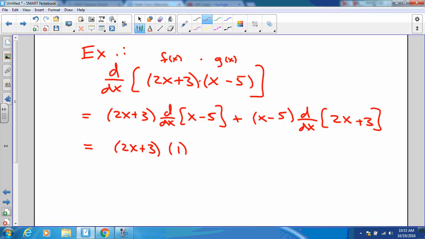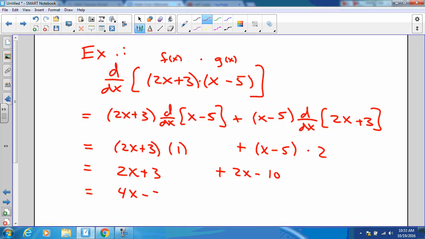And now we can carry on and consider each derivative separately. Here we have a linear function whose derivative is the slope 1. And over here we have a linear function whose derivative is the slope, which is 2. Putting it all together, we get 2x plus 3 plus 2x minus 5 minus 10. Excuse me, my failure to distribute. And this adds up to 4x minus 7.